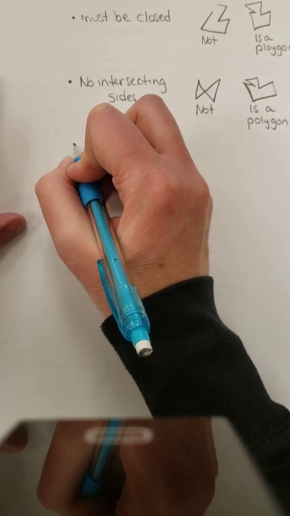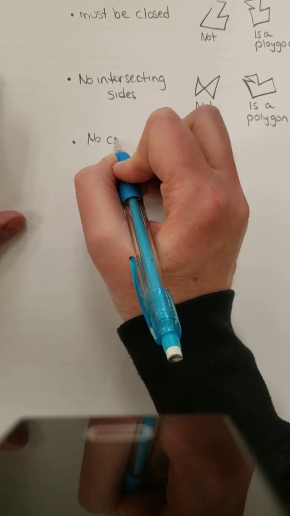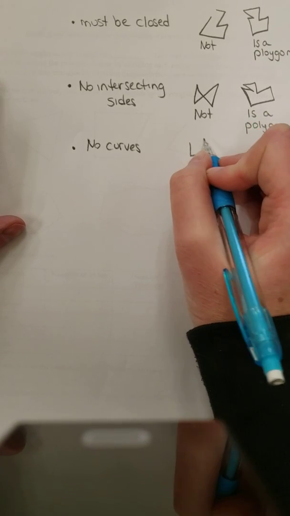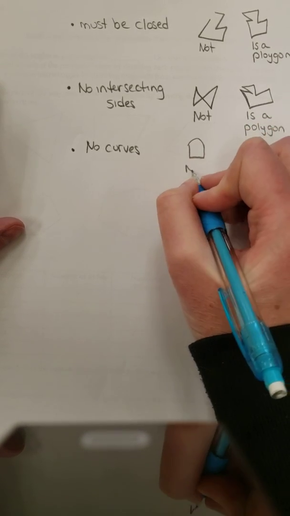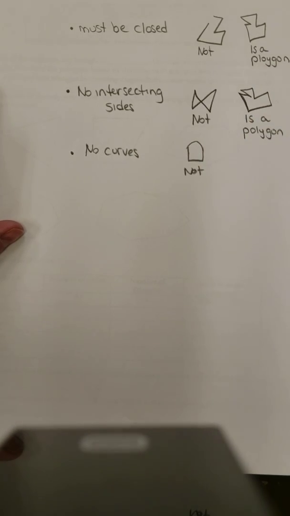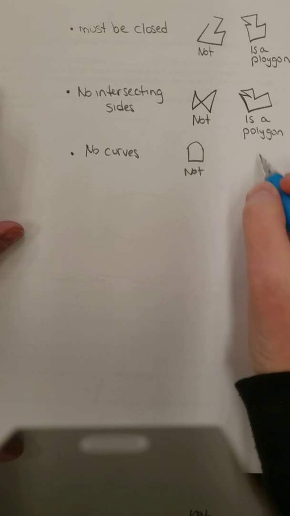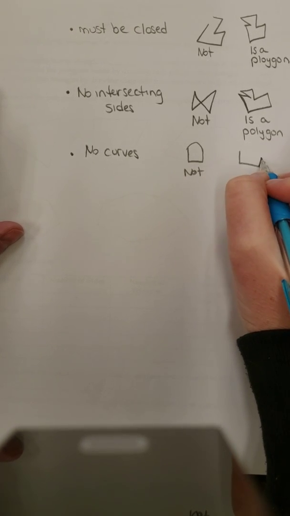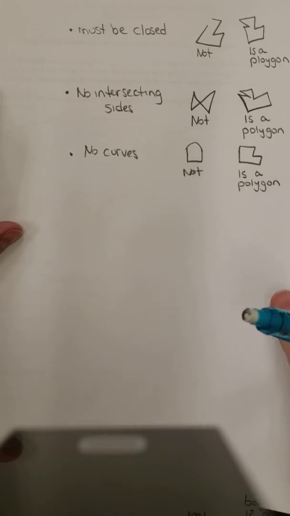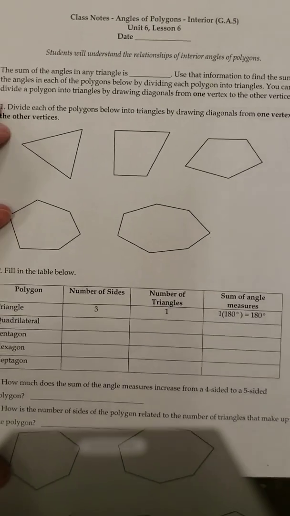And then finally, the third one, no curves. So this right here is not a polygon. A lot of students often tell me that that looks like toast. Okay, but this one is a polygon. There are no curves. Okay, everybody good on what a polygon is? Let's get on with the lesson.